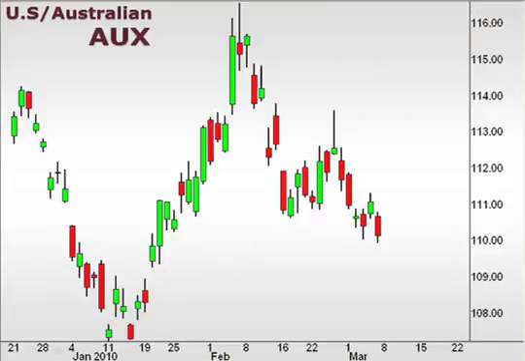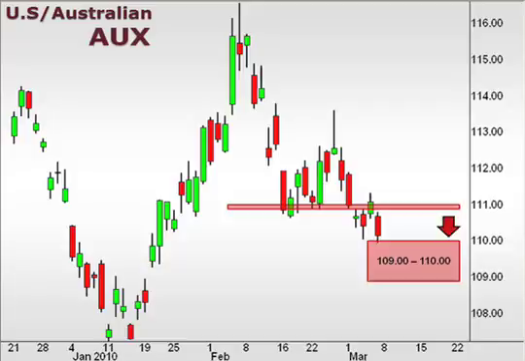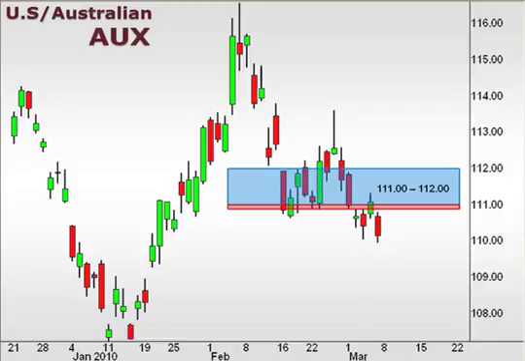We'd identified what appeared to be a bear flag in the AUX last week, which opened the window for a further US dollar decline against the Australian dollar. Last week's break below 111 signaled the start of a move down to test our 109-110 focal zone. Unless the pair breaks back above 111, the path of least resistance appears to be to the downside.